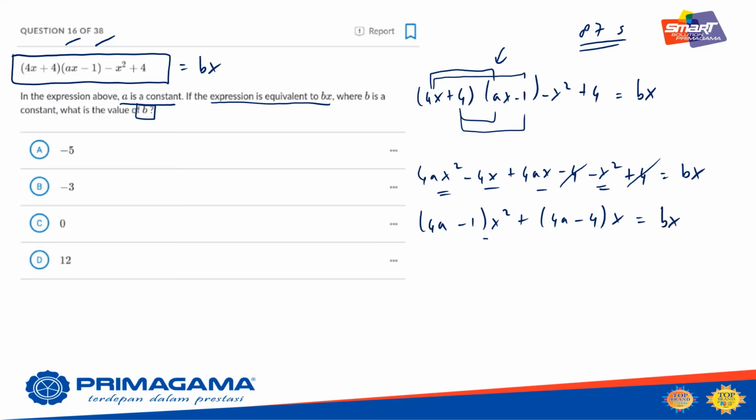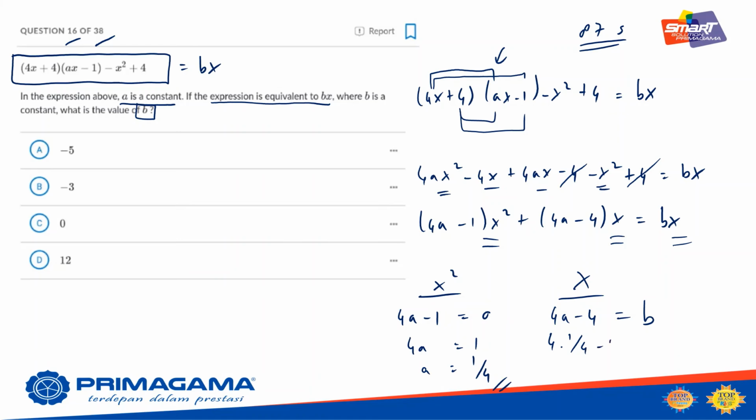Like before, we just have to match up the coefficients of x² and x with the corresponding right-hand side. So let's try for the x². Left-hand side we have 4a - 1, on the right-hand side is 0. Hence we get 4a is equal to 1, a is a quarter. For the x, we get on the left-hand side 4a - 4, right-hand side is equal to b. 4 times a quarter minus 4 is equal to b. This is 1 - 4, hence b is minus 3.